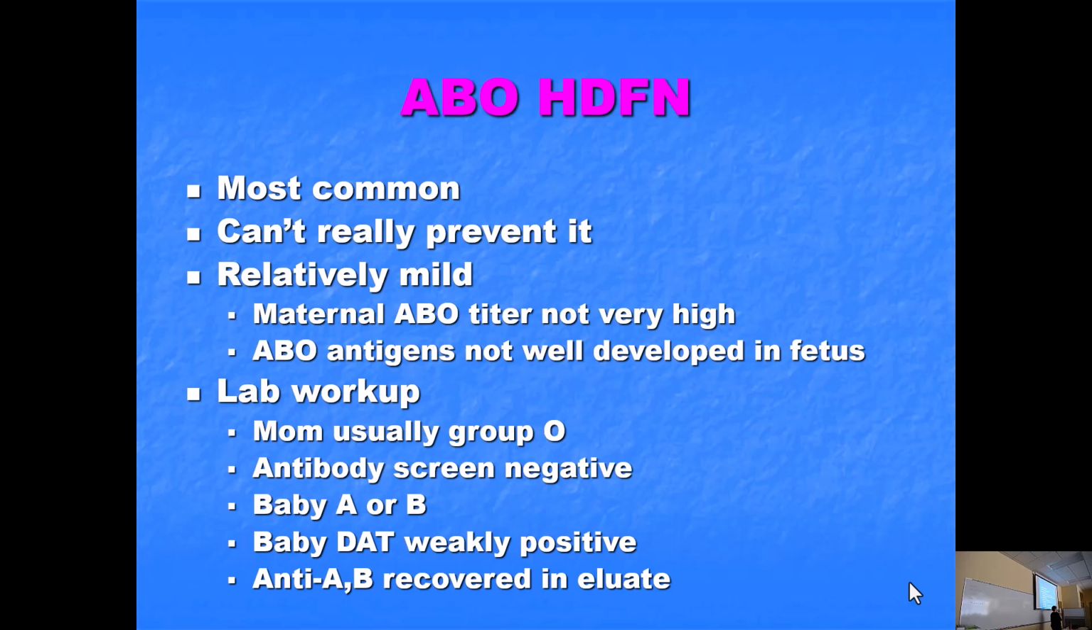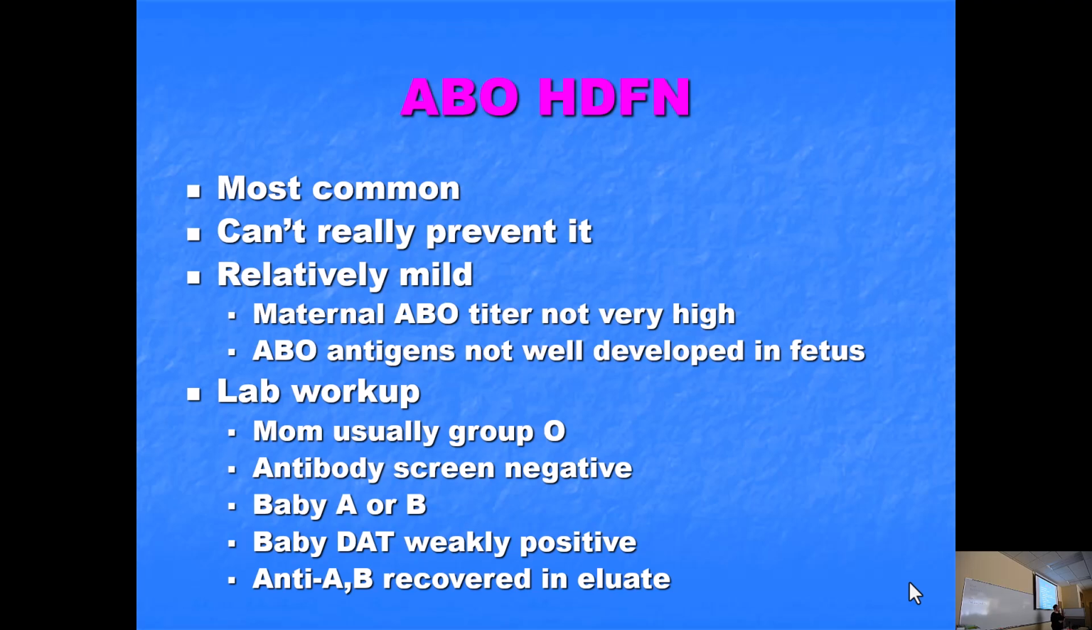So, as I said earlier in this lecture, ABO HDFN, that's going to be our most common HDFN. Can't really prevent it unless we specifically pick who we're going to marry based on blood type. It's relatively mild. Maternal ABO titer is not going to be really high because it has to be an IgG ABO titer, so that's not going to be real high. ABO antigens are not very well developed on a fetus. Remember we talked about it? They don't really develop fully until about 6 months. So because of those, it's going to be pretty mild.